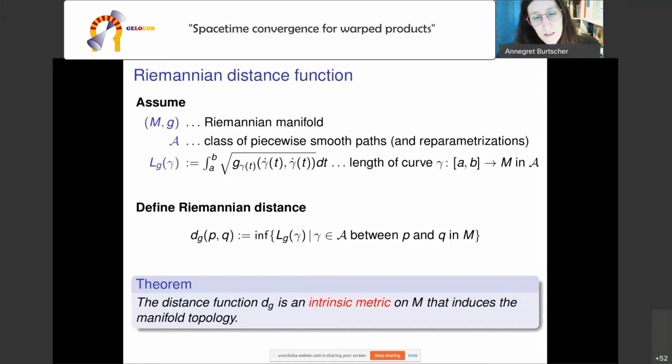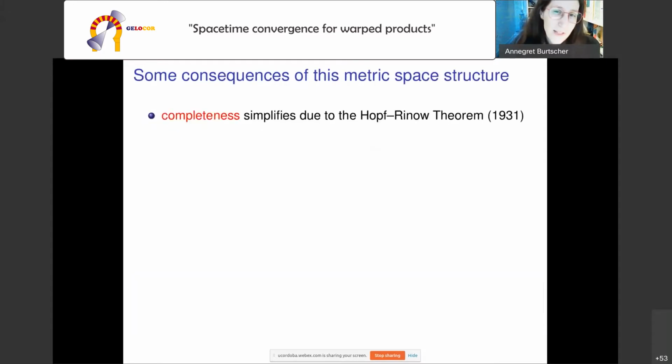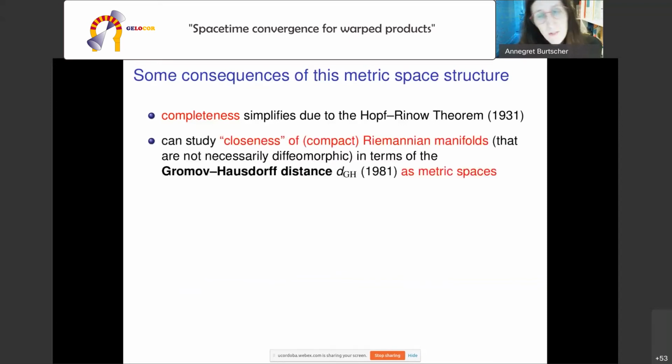So why is this notion of a metric so important and so nice? Well, the first important result is the Hopf-Rinow theorem, relating geodesic completeness to metric completeness. This is a very nice result, I think. The other result is that we can actually study how close two Riemannian manifolds are, even if they don't need to be diffeomorphic, just as metric spaces. This goes back to the notion of Gromov-Hausdorff convergence. So in this setting, we can study how close two Riemannian manifolds are as metric spaces.